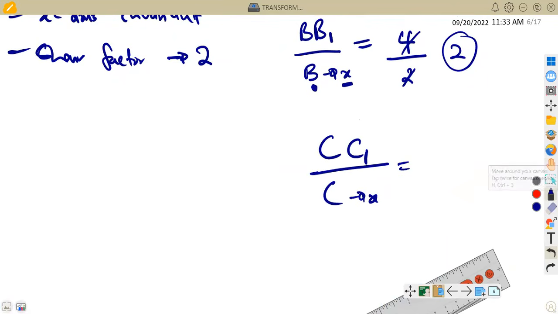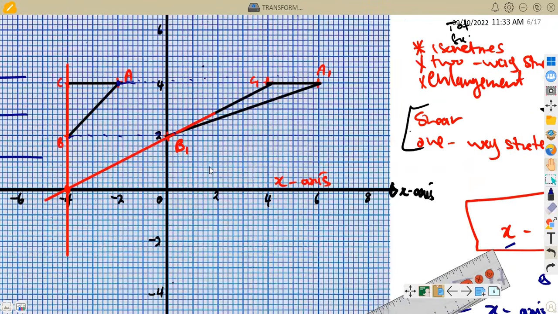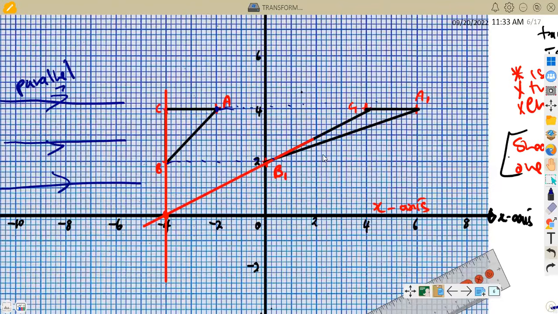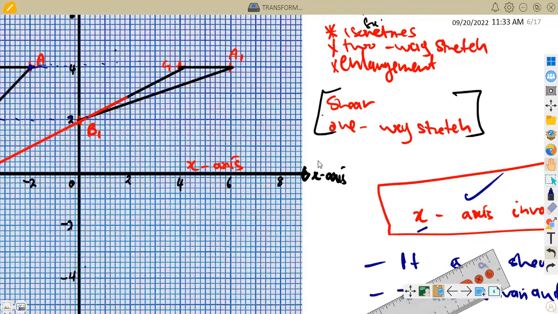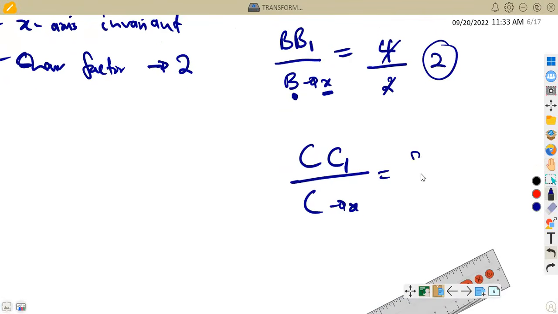Okay, so C to C1, let us cross check here on our diagram. That is C here to C1. According to scale it is 2, 4, 6, 8. These are 8 boxes, I mean 8 according to scale. So it's going to be 8 over the corresponding distance, which is C from the invariant line.